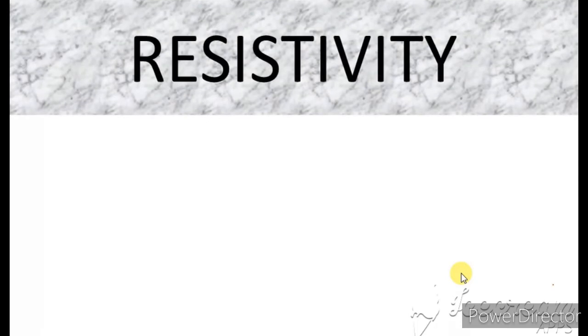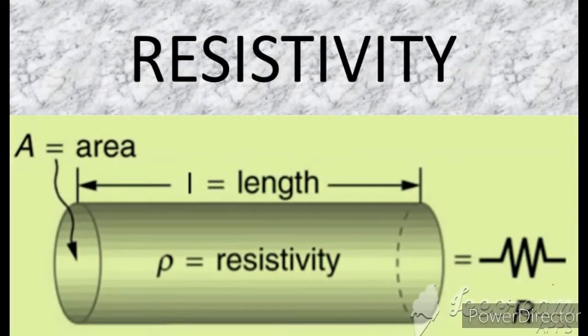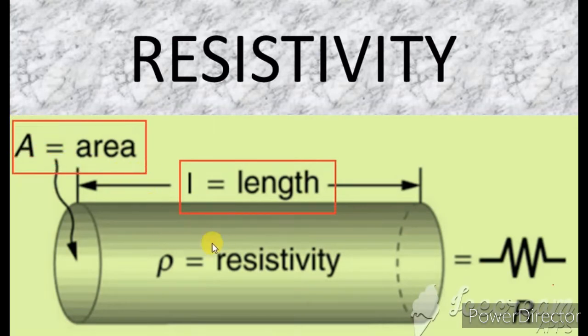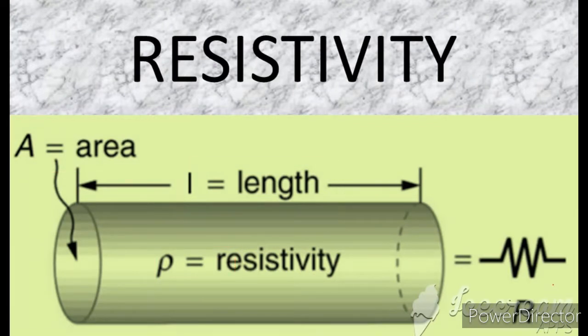For considering this resistivity, let us consider an apparatus which has an area A and length L. So this is the apparatus. This has the length L and area A. This object has the resistivity, and that resistivity is denoted by the letter rho. So we are going to find what is the value for this resistivity. For finding this, let us calculate R to be the resistance.